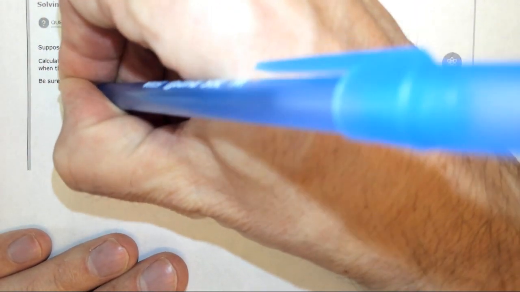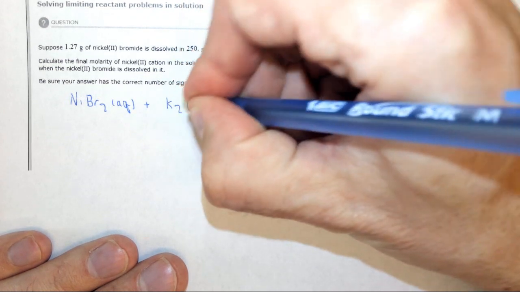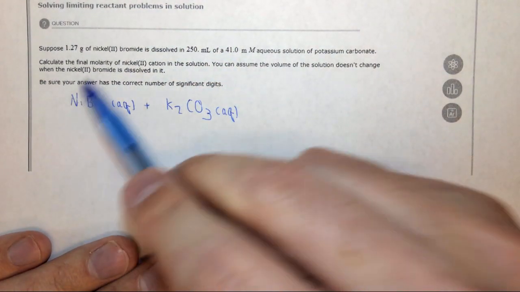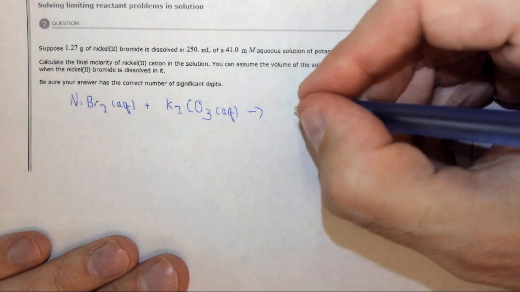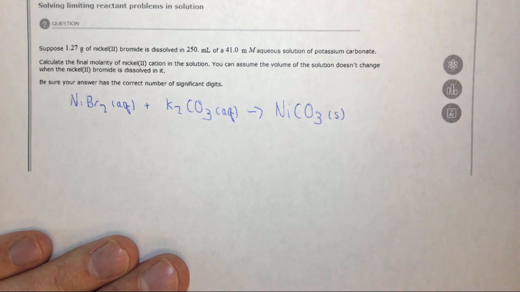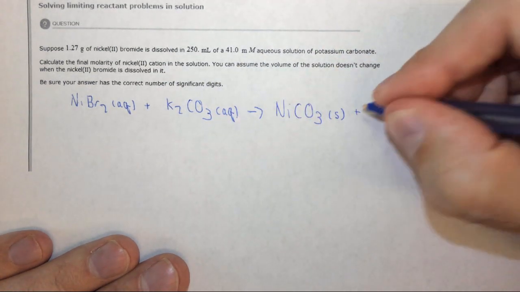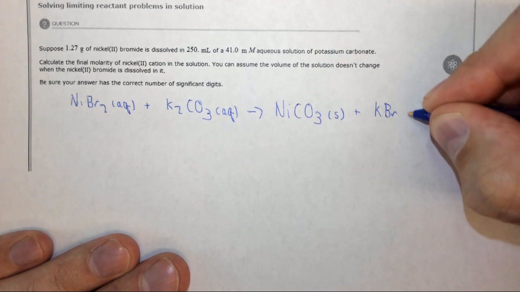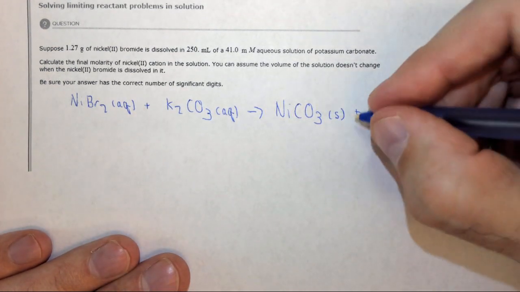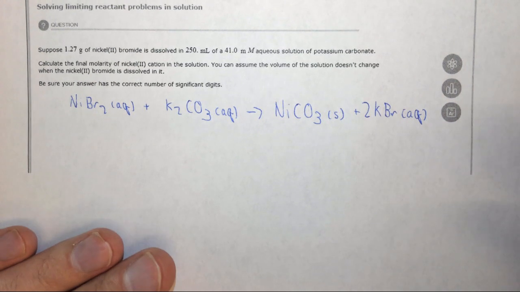We have NiBr2, nickel 2 bromide, aqueous, in a double displacement reaction with potassium carbonate, K2CO3, aqueous. So nickel goes with carbonate. Carbonates are generally insoluble, and we get NiCO3 as a solid precipitate, and KBr, which is soluble, aqueous. Since we have 2 potassiums and 2 bromides, we get 2 KBr.